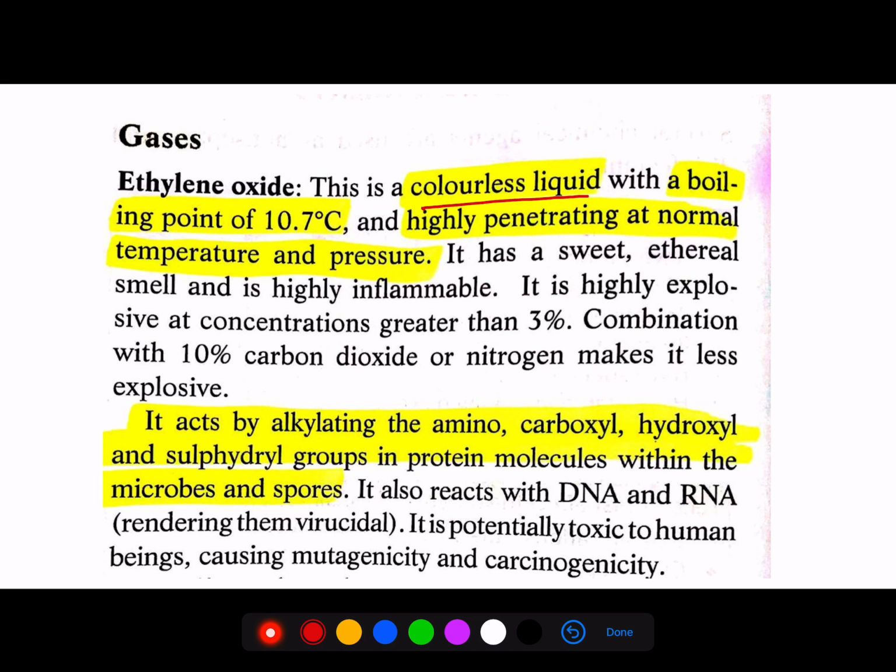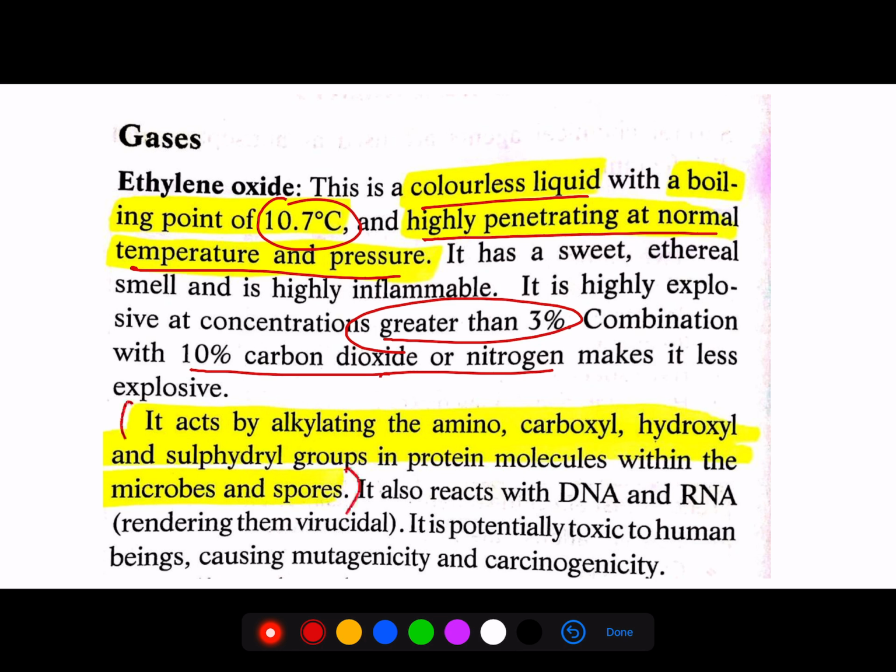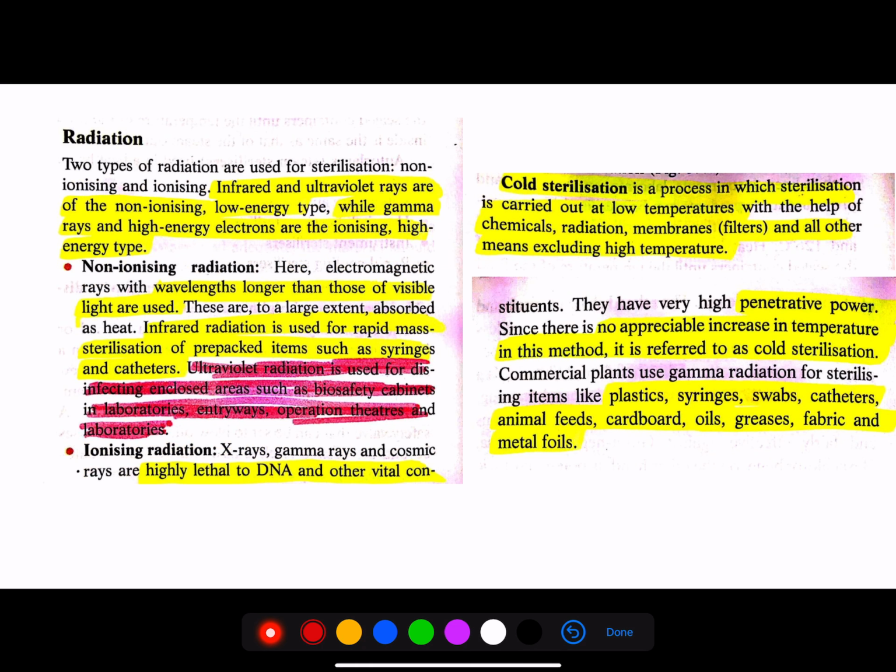The next comes ETO. This is a colorless liquid. The boiling temperature was once asked in the examination, that is 10.7 degrees. It has a high penetration at normal temperature and pressure. It is highly explosive at a concentration greater than 3%. So it is generally used in combination with 10% of carbon dioxide or nitrogen to make it less explosive. Please do check the mode by which it inhibits or destroys the bacteria.